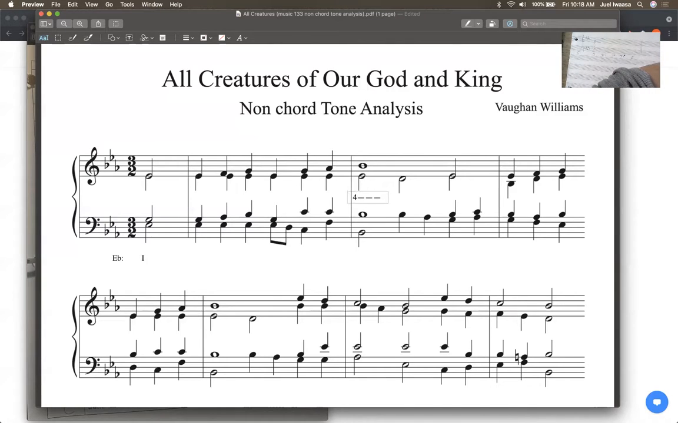And then when we get all the way over to here, when it resolves, the D, which is the chord tone. So it resolves down, steps down, and we still have a B flat in the bass, or the lowest note, right there.